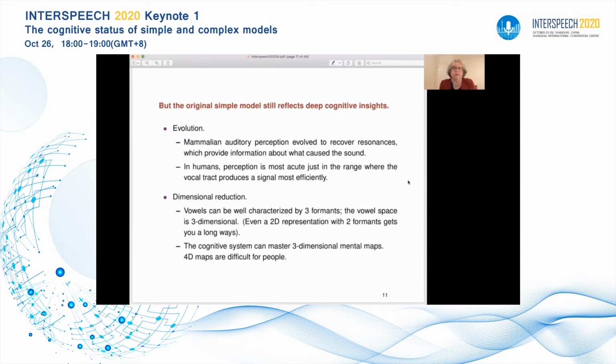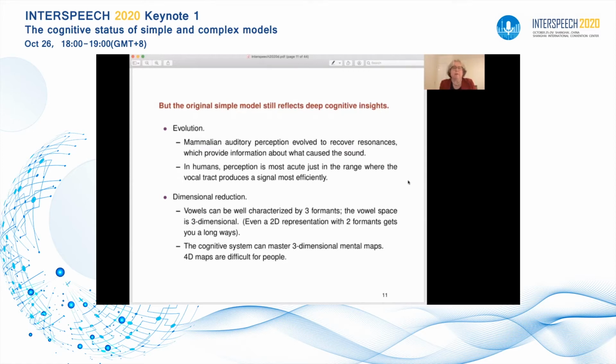And one of these has to do with evolution. So we share our auditory system with other mammals, and that system was evolved to recover resonances, which provide information about what caused the sound. And in humans, the perception is most acute just in the range where the vocal tract produces a signal most efficiently. So that is a very nice evolutionary adaptation for speech communication.